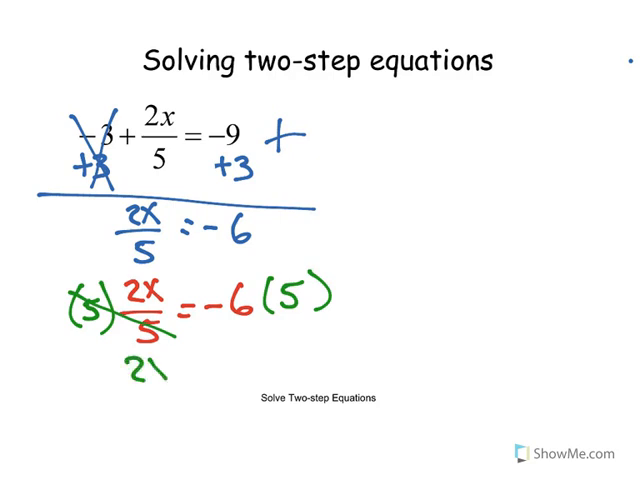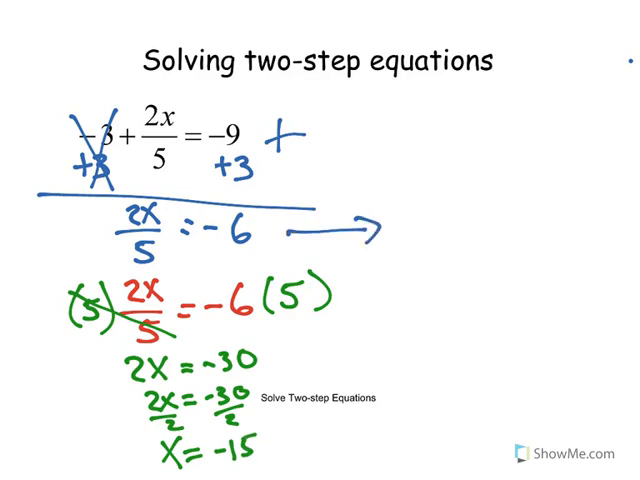So that gives me 2x is equal to negative 6 times 5, which is negative 30. And if 2x is equal to negative 30, I can divide both sides by 2, and x equals negative 15. So let's go back to that second step, right over here. 2x divided by 5 is equal to negative 6.